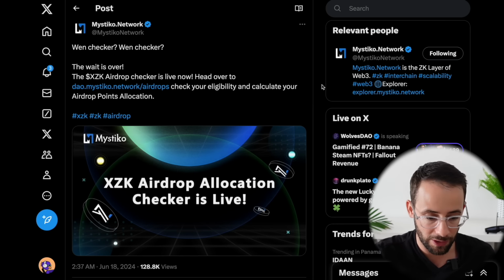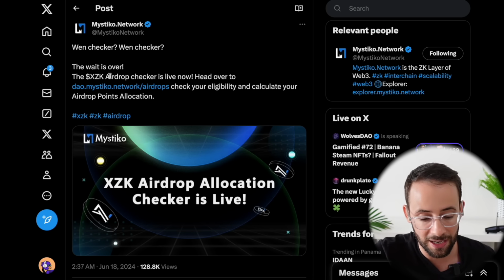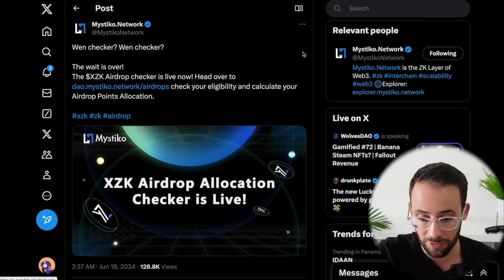Okay, two more quick pieces of alpha. We got the Mystico Network, which is dropping the XZK airdrop checker. So you can check and see how many points you're getting based on all of the activities you've previously completed. So I'll leave that down below.